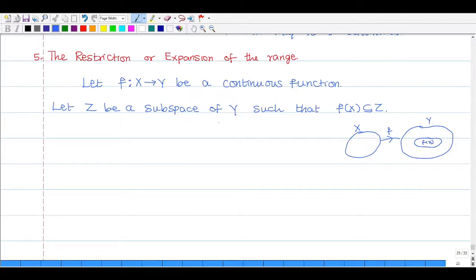ஓகே, இப்போ என்ன சொல்றாங்க அப்படின்னா Z அப்படின்னு இன்னொரு சப்ஸ்பேஸ் இருக்கு. அந்த சப்ஸ்பேஸ் இந்த f of X கண்டெய்ன் பண்ணி இருக்கு. I will write it. So இதுக்குள்ள we are having another color. This is my f of whole set capital X. இது தான் Z. So Z is a subspace of Y which contains f of X.